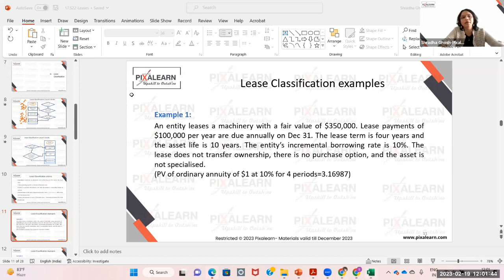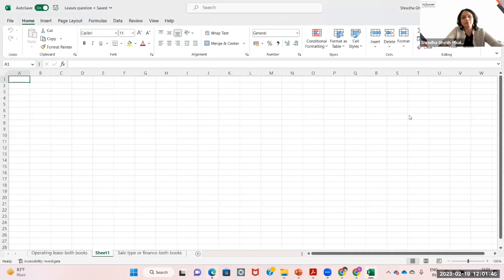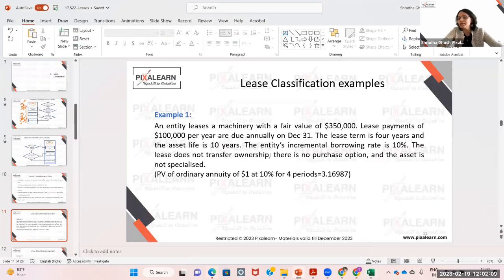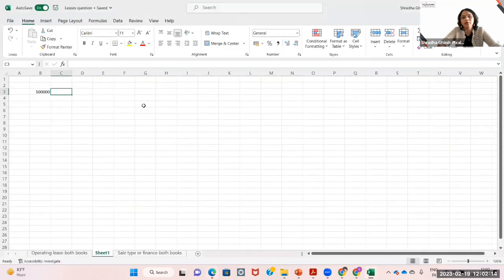So there are going to be 4 payments of $100,000, so 4 years. What we're essentially doing is bringing down the PVs of all the 4 years. So $100,000 at the end of 1 year, you bring that down to today. Again, you take $100,000 at the end of the 2nd year and bring it down to today. When you add all the PVs, you get the PV of the annuity. How much is the PV of the annuity? 3.16987.